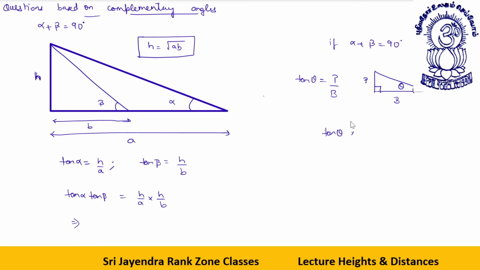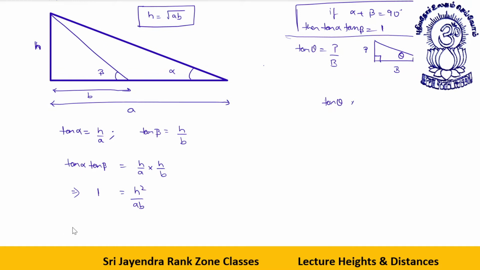The thing is, if alpha plus beta is equal to 90 degree, then tan alpha into tan beta is equal to 1. I have discussed this thing with you in great detail in the previous chapter. Tan alpha into tan beta will be 1. So this becomes 1 is equal to h square by ab, or I can say h square is equal to ab, which means h is equal to under root ab. This is one thing, my dear students.